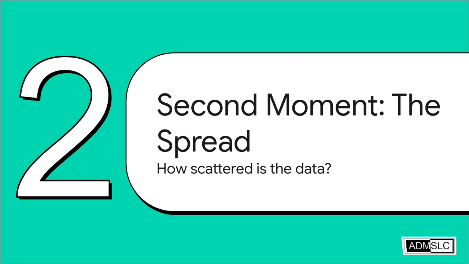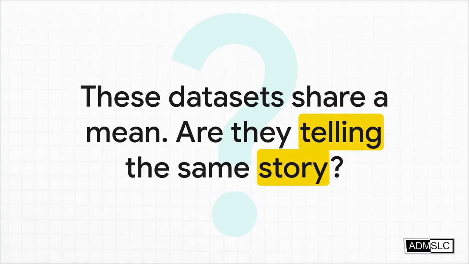Okay, so we've found the center. But that's only half the story. The second moment is all about the spread. It answers the question, how tightly packed are the data points around that center, or are they scattered all over the place? And this is why spread is so incredibly crucial.